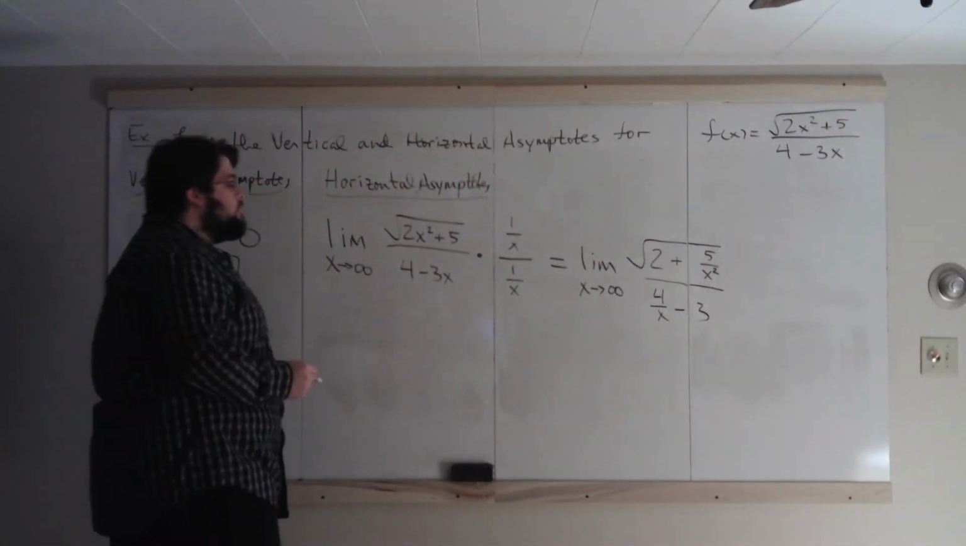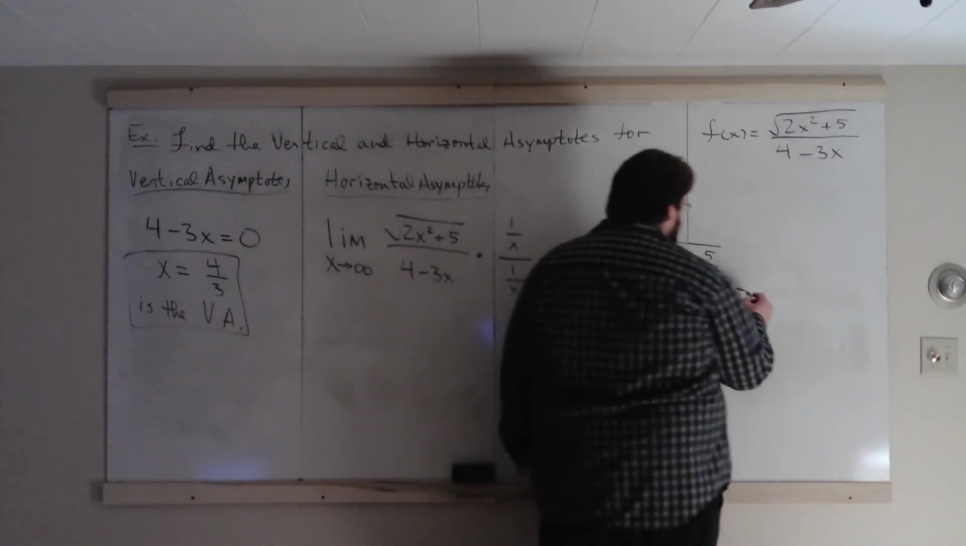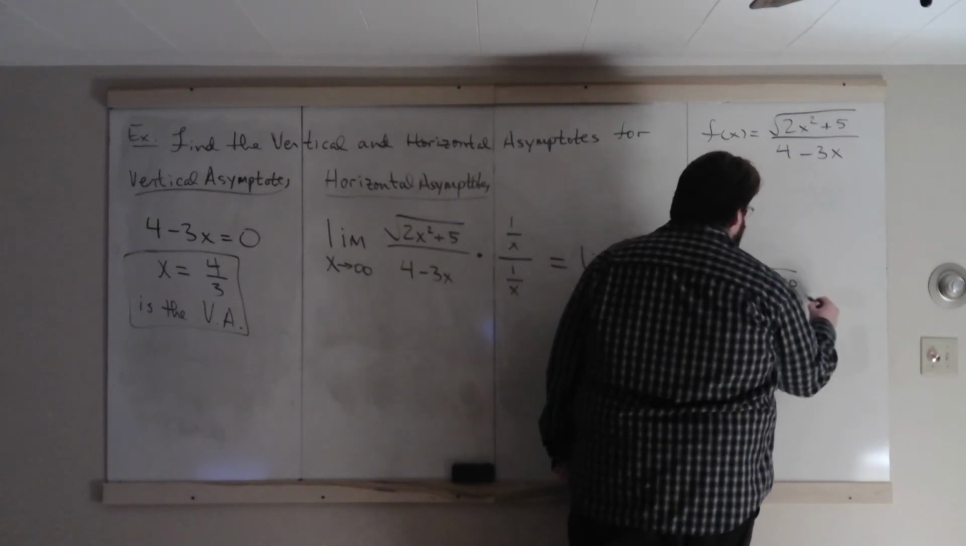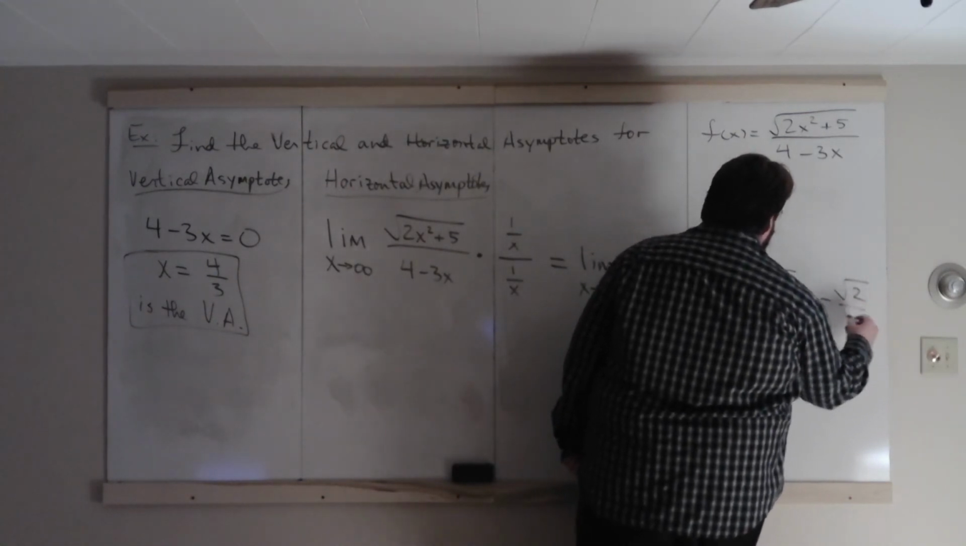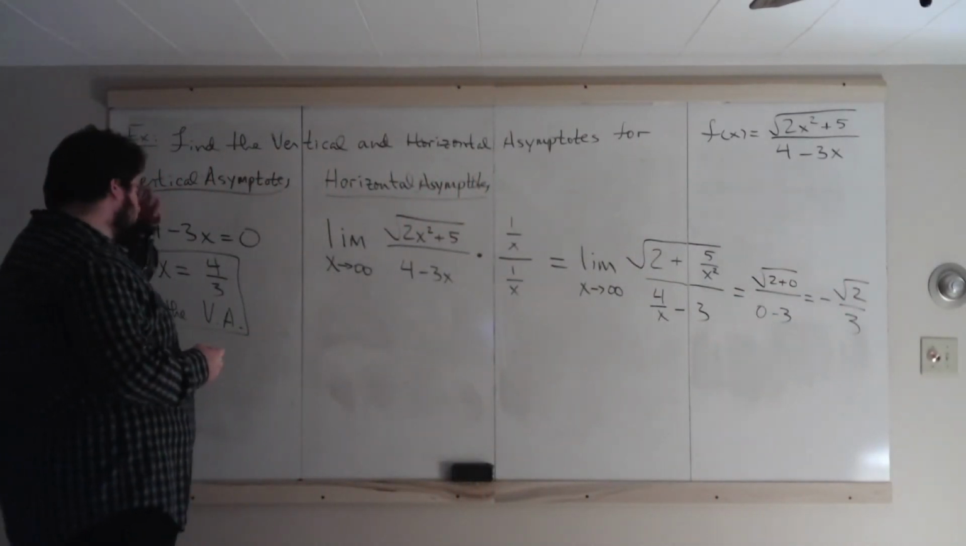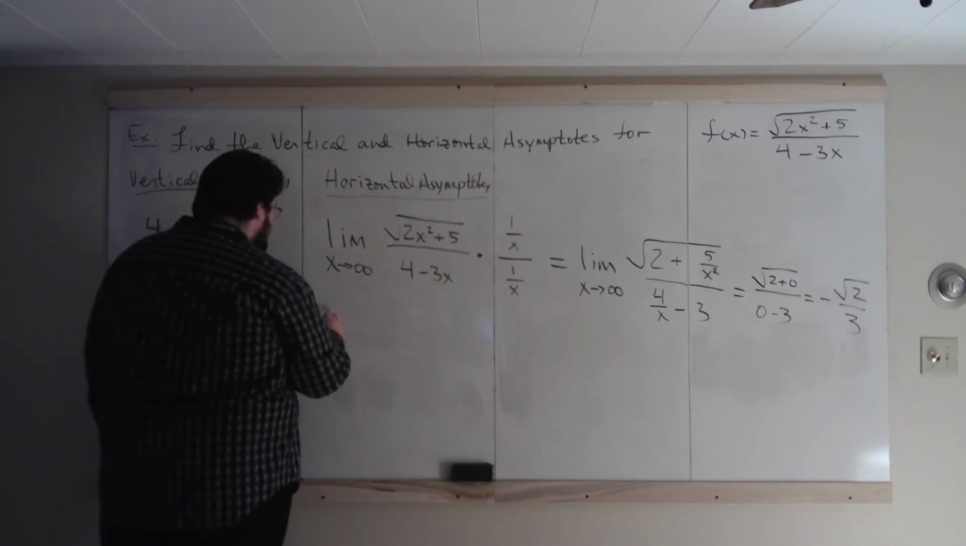Now, as x goes to infinity, the numerator goes to root 2 plus 0. The denominator goes to 0 and a negative 3. So we get negative root 2 over 3. Well, that's great.